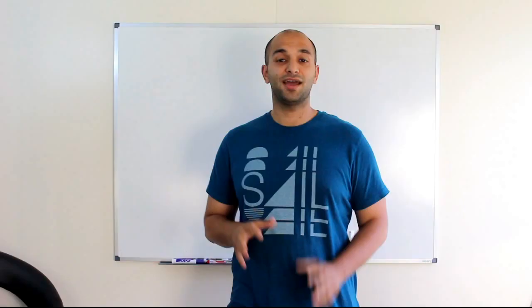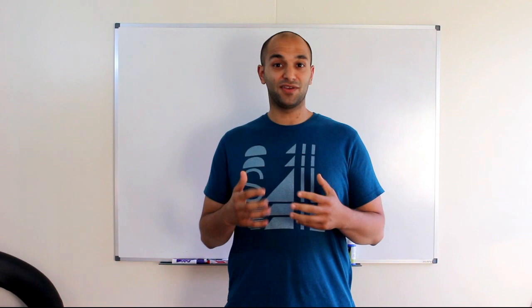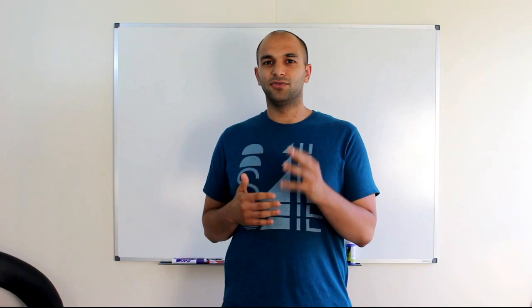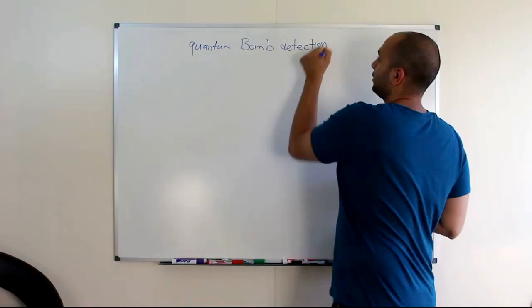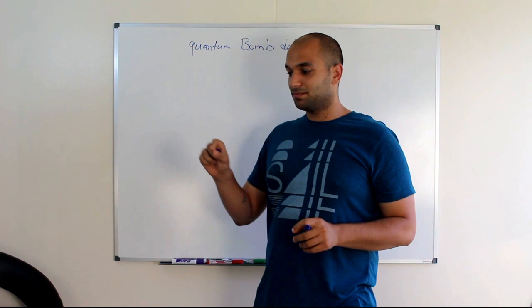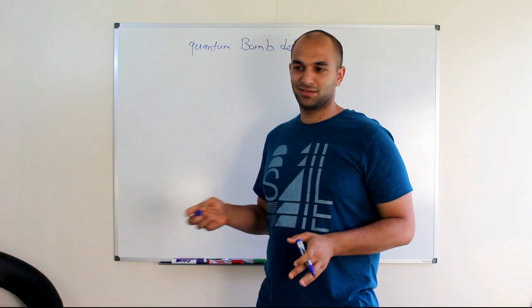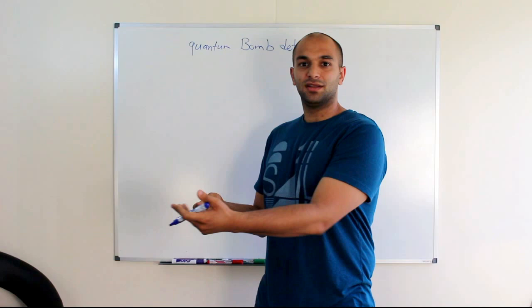Hey guys, so you probably heard about how quantum mechanics is a very weird theory and it's very unintuitive. I want to get you a little bit to understand how that is. The specific thing that I want to show you is called quantum bomb detection. And it's about how in quantum mechanics you can actually measure something or detect something without interacting with it. I know that sounds weird and unbelievable, almost like you know about something without even touching it.